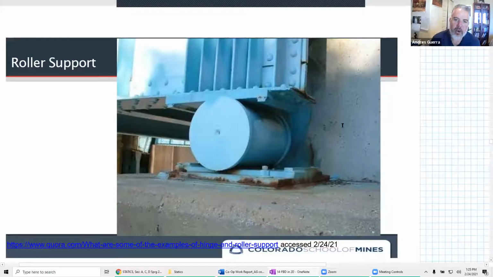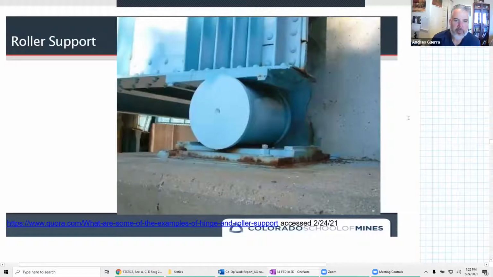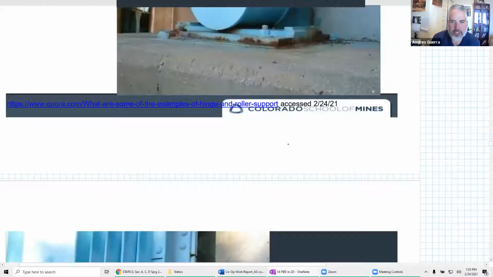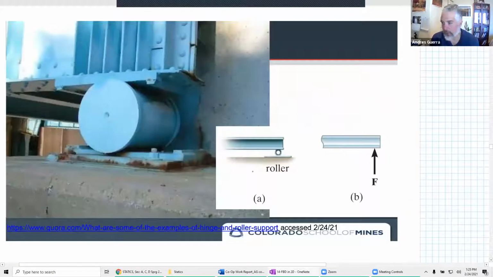And so we see our picture from the textbook just looks like a wheel right here, right? There's our wheel right there. And so what do we have? Well, we took the wheel off and we replaced it with a force only in the y direction.